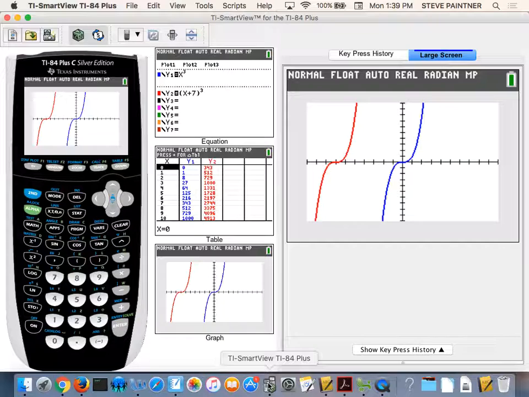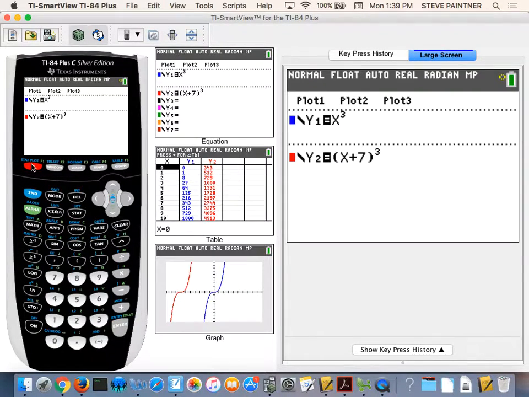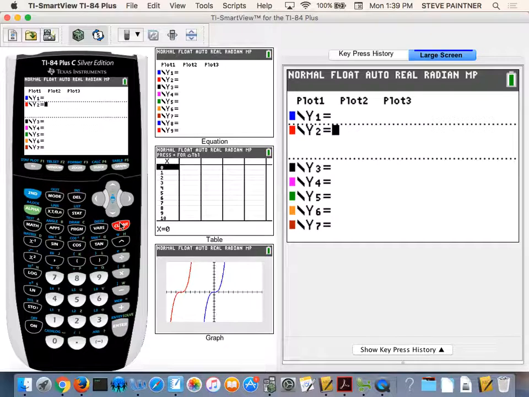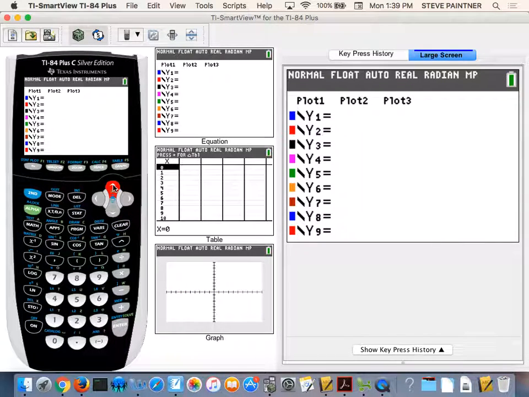Hit y equals, right here. And there's your y equals. Let's get rid of this equation, that equation. Clear, down, clear. Period 5 probably has their equations still in it. Go back up to y equals, or the first y equation. Something wrong with that one? These are probably last year's batteries. I'm not sure if they're going to work very long.